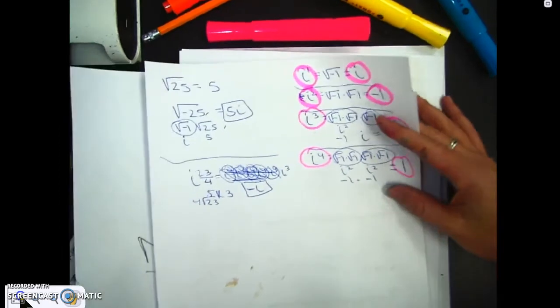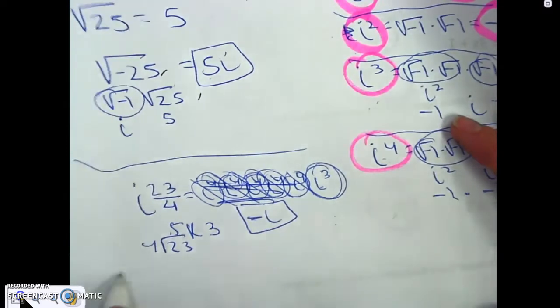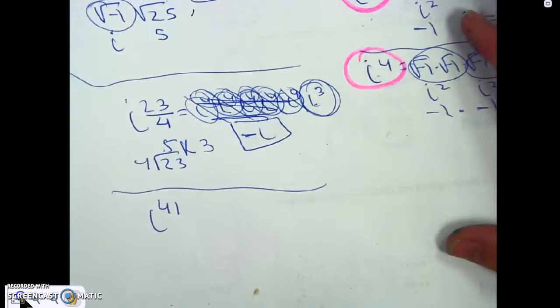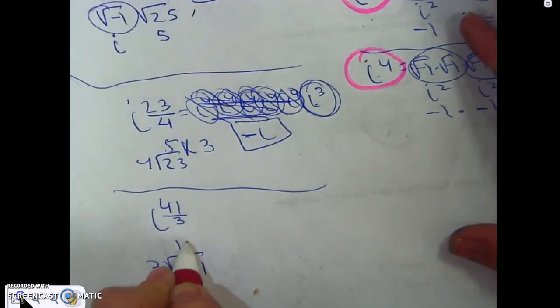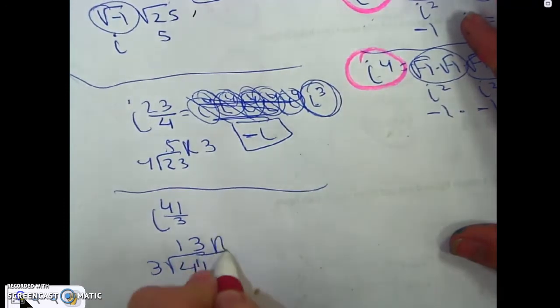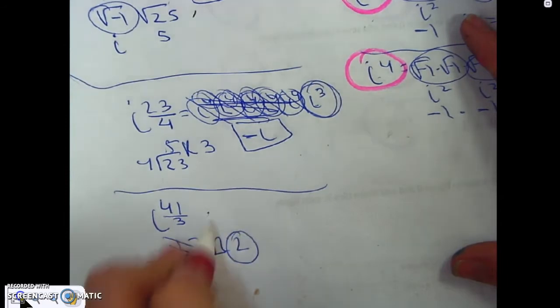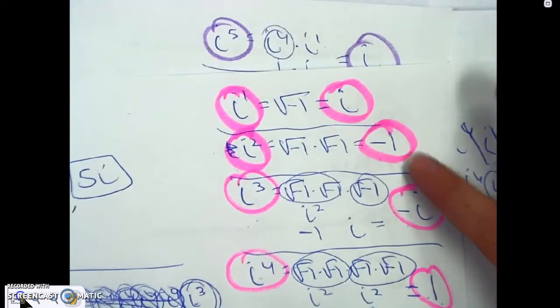So what you're going to do, and I promise you I'll give you more than one example, is your focus is what's the leftover. So if I have i to the 41st, I'm going to divide by 3. 3 goes into 41, 3 times 13, remainder 2. So the 13 doesn't matter. It's the squared that matters. It's i squared.